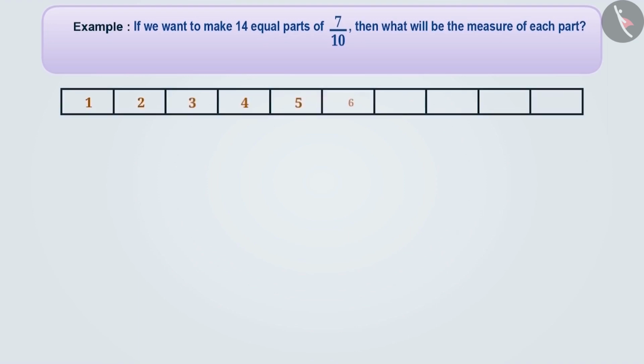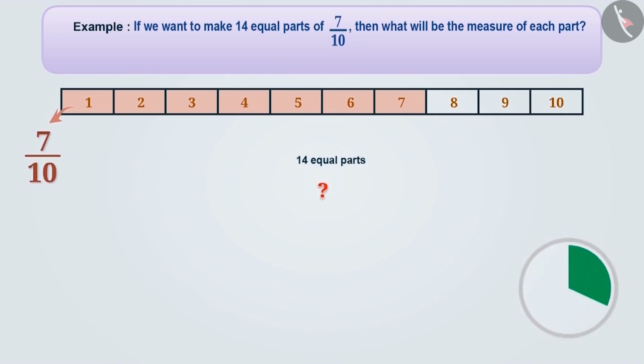So let's first make 10 equal parts of a strip and shade 7 of these. The shaded part denotes the fraction 7 by 10. Now can you guess how we will make 14 parts of the shaded part? Go on, give it some thought.